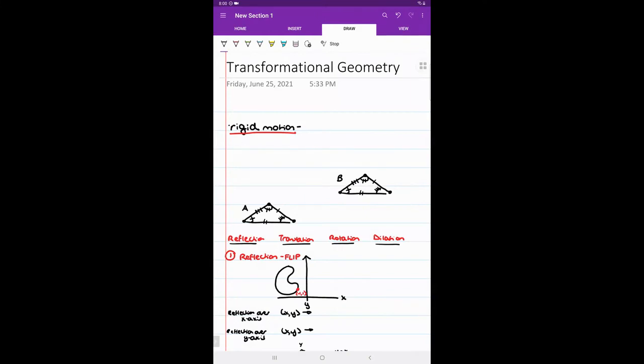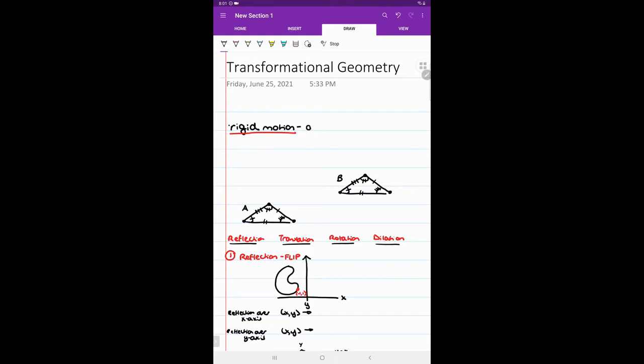So in this video, I'm going to be going over some concepts of transformational geometry, and this topic will likely be split over two videos, but most of the theory will be in this one. So to start off with, I'm going to define rigid motion, and this phrase shows up in a lot of the Regents exam questions, so it's good to know exactly what they mean when they're saying this.